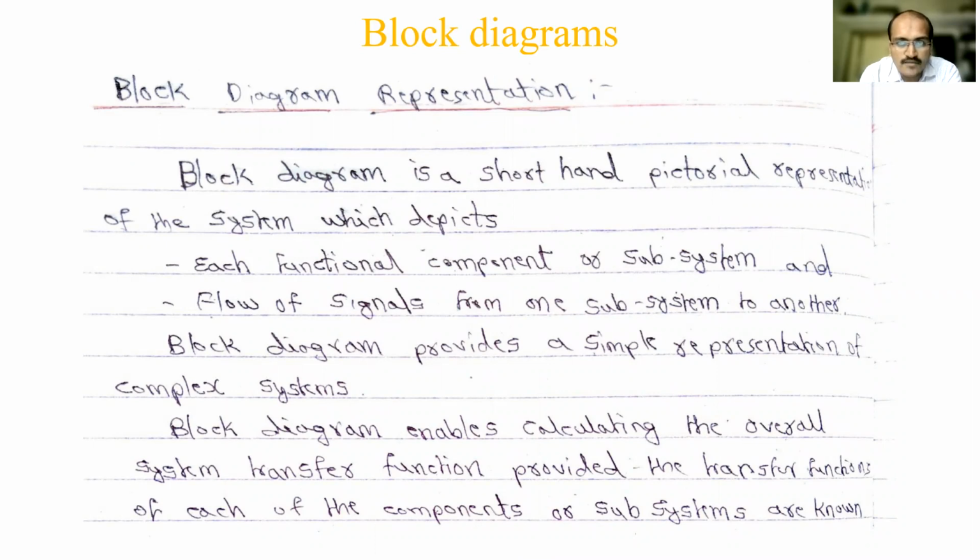A block diagram is a short and pictorial representation of the system which depicts each functional component or subsystem. It will have majorly 4 components. From each subsystem or component to another component there is a flow, which will be indicated by signals flowing from one subsystem to another. This is nothing but the block diagram. It provides a simple representation of complex systems.